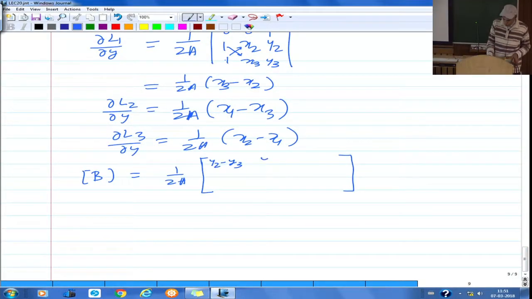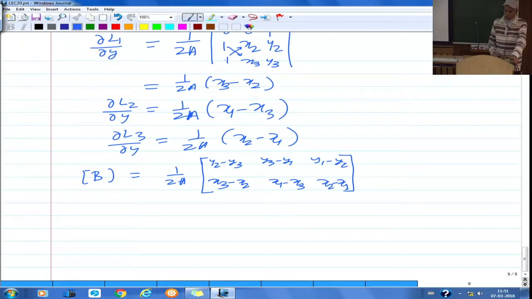y2 minus y3, then y3 minus y1, and then y1 minus y2, and the 1 upon 2a is outside. Since this is a matrix, it would be multiplied inside with every element. So you can write the second row starting with x3 minus x2, x1 minus x3, and x2 minus x1. This is your B matrix, finally written in this form. And now we will have to substitute whatever approximation we got.